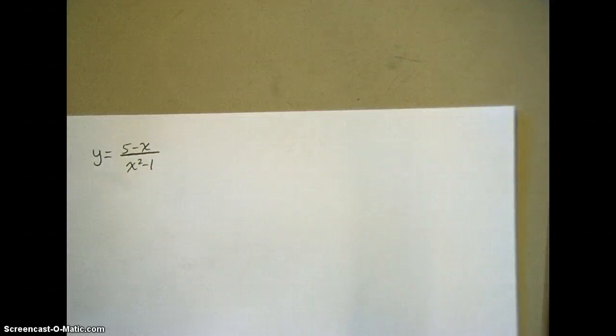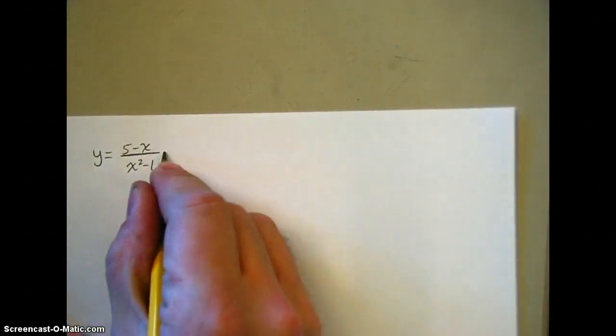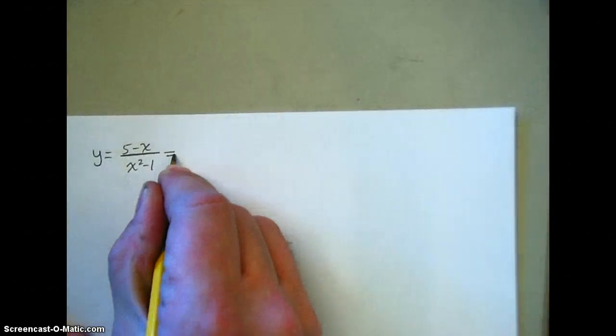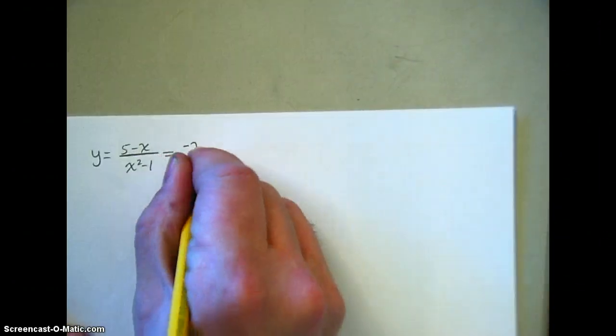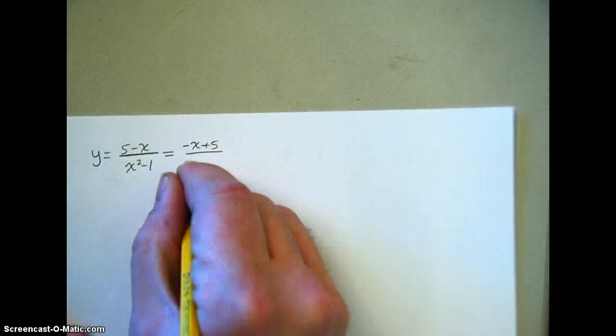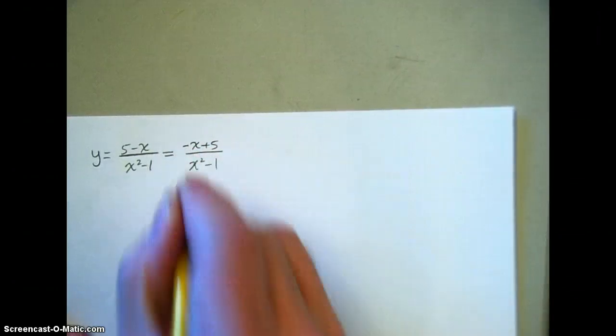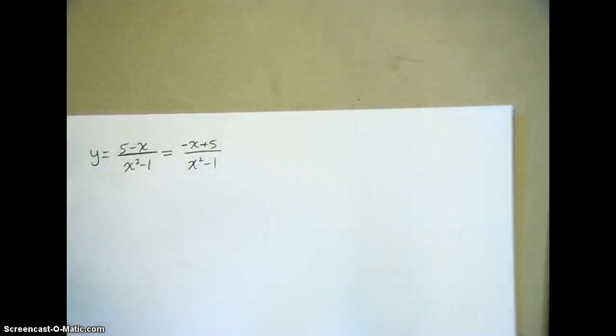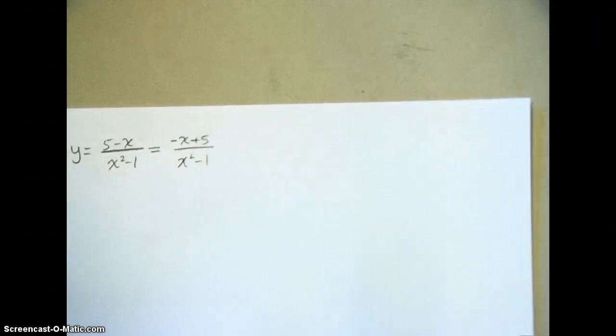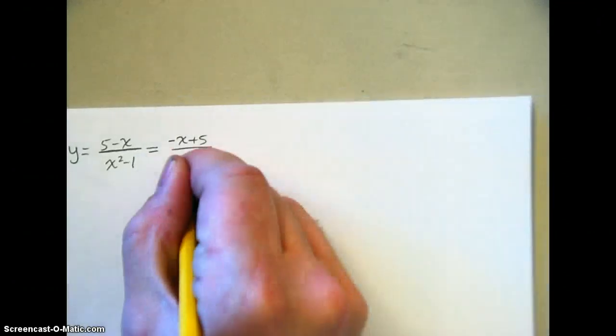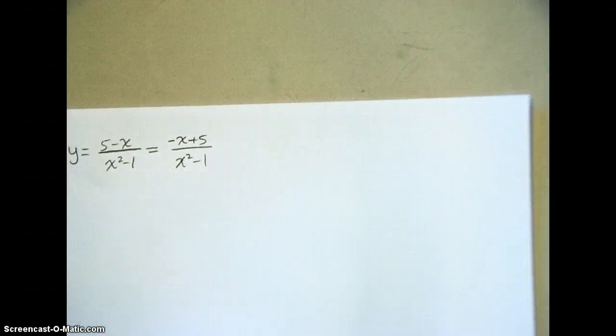Okay? So, this one right here, let's say I go ahead and rearrange this to be equal to negative x plus 5 on top and x squared minus 1 on bottom. You guys with me? Everyone's with me? Okay. Now, let's pretend that we make x equal a really, really big number. Like a humongous number, right? Or a really small number, because that's when we get to our asymptote, right? When x is really big or really small, that's how we get to those asymptotes.